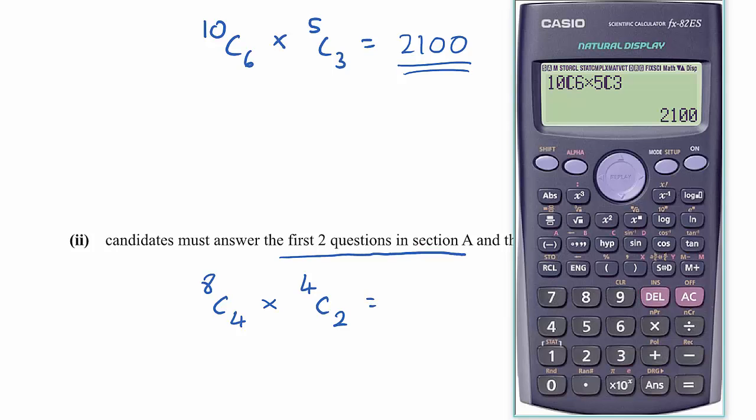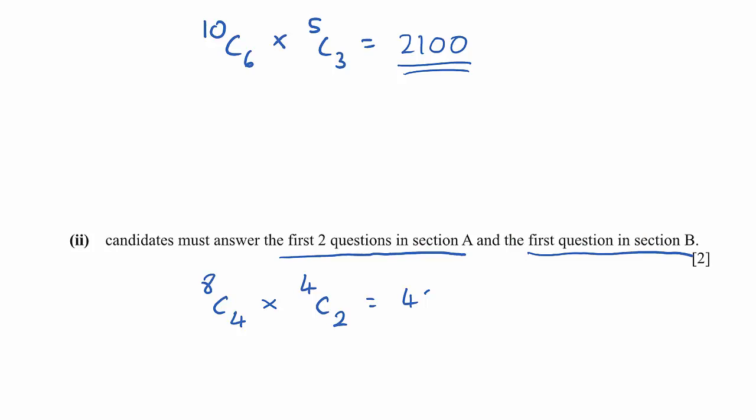So that's going to be 8 choose 4 multiplied by 4 choose 2, and that's 420.